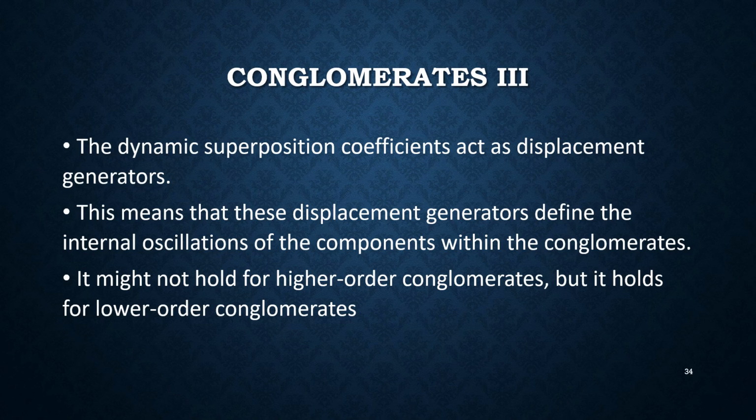The dynamic superposition coefficients act as displacement generators. This means that these displacement generators define the internal oscillations of the components within the conglomerates. It might not hold for higher order conglomerates, but it holds for lower order conglomerates.